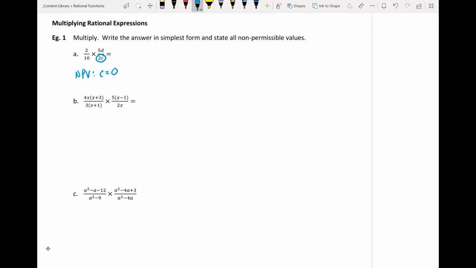So now I'm going to multiply our numerators together. 2 times 5d is 10d. And then for our denominator, we have 10 times 2c, which is 20c. And then we have the 10 and the 20 in common, because those are multiples of 10. So I can divide top and bottom by 10. If I do that, I'm going to be left with d over 2c.